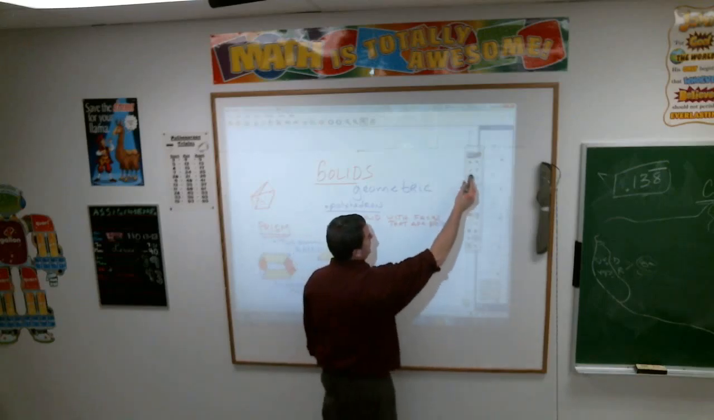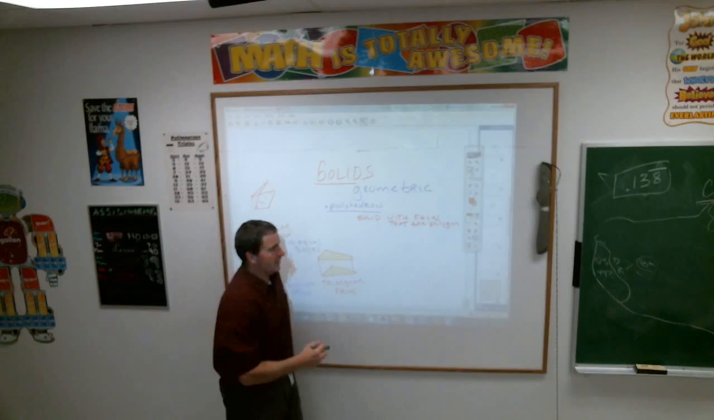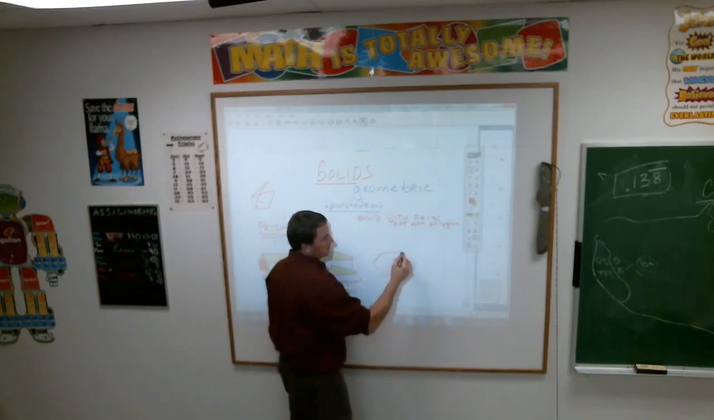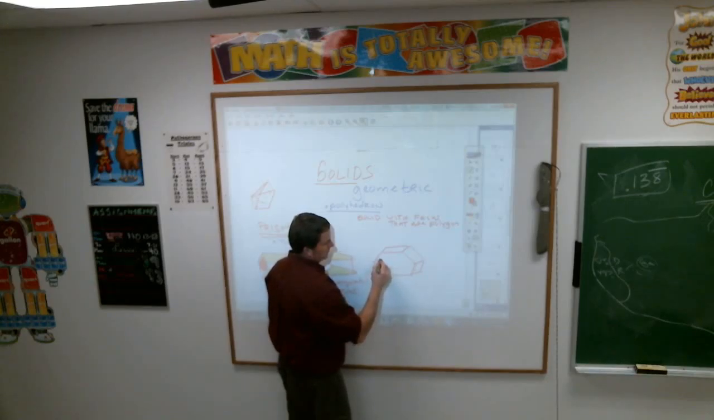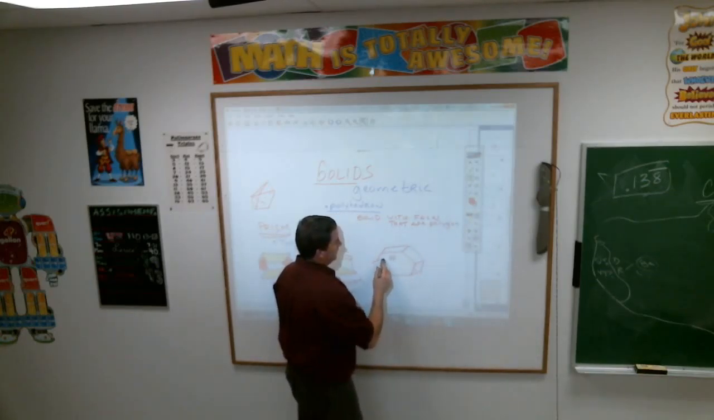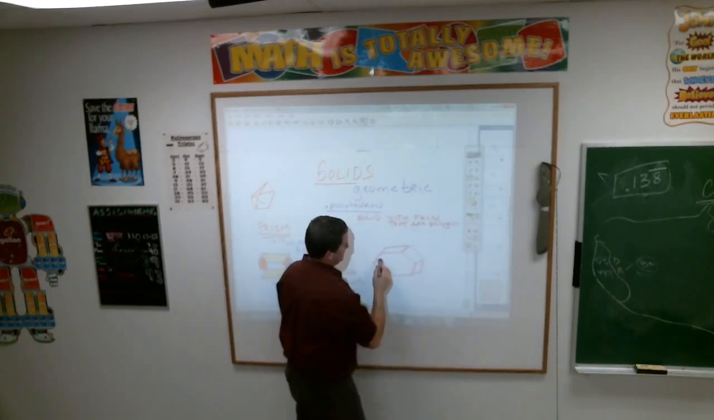Well, let's go a step farther. Let's make a hexagonal prism. And it would look like this. I start with my hexagon, and I just continue it out over here, like this, and like this, and like this. I want it to be yellow.